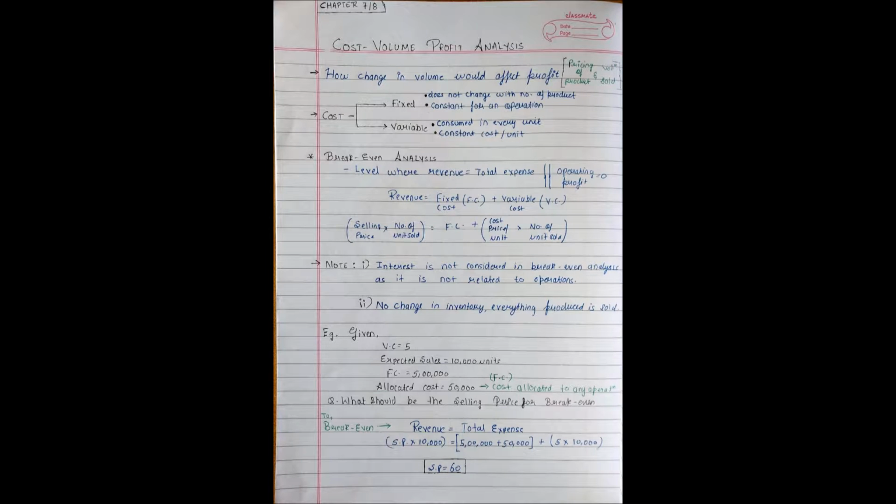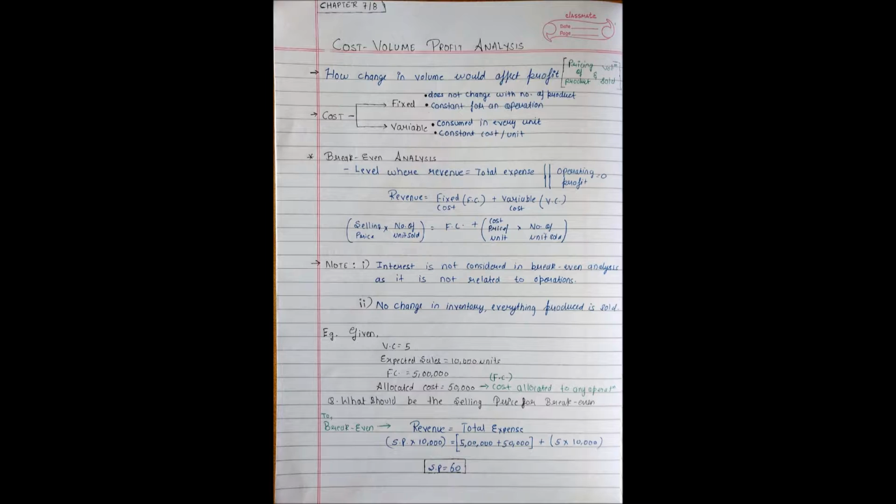Good morning, friends. So now we are going to study cost volume profit analysis. This is the part where we learn how change in volume would affect profit. Here we are considering the price of the product and the number of units sold. The relation between these two quantities will decide the driving factor of cost, volume and profit.